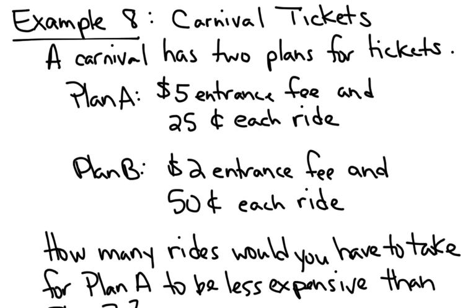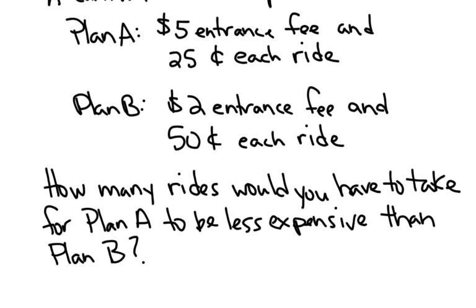Hopefully in Algebra 2, you spent a considerable amount of time working on modeling inequality problems, whether they be absolute value or not. So let's talk about carnival tickets. A carnival has 2 plans for tickets. Plan A has a $5 entrance fee, but the rides are 25 cents a piece. Plan B has a $2 entrance fee, but it's 50 cents for each ride.